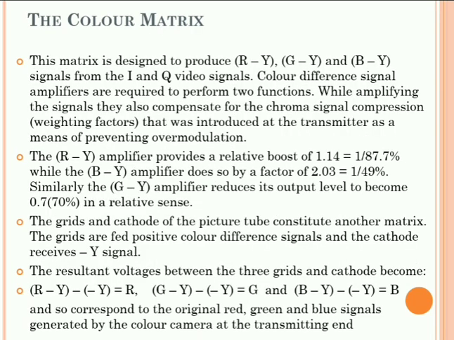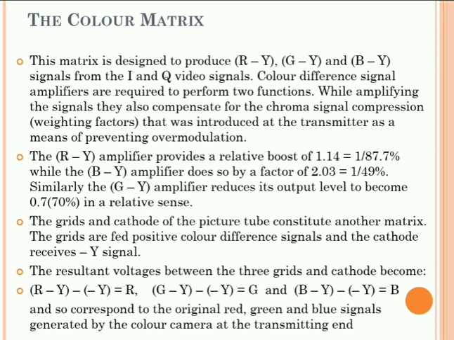We are using here a color matrix, or simply we can call it an adder. The color matrix is designed to produce R minus Y, G minus Y and B minus Y signals from the I and Q video signals. We have seen the output of the demodulator is the I signal and Q signal. The I demodulator gives the I output and the Q demodulator gives the Q signal.